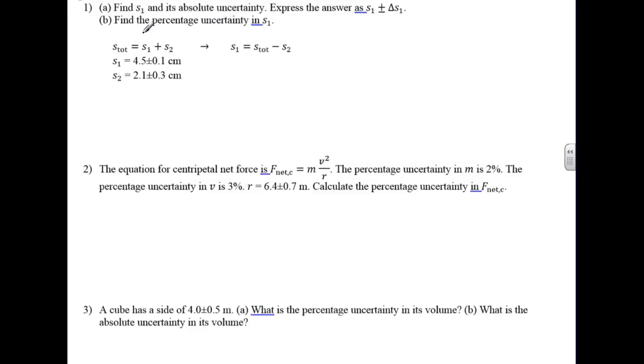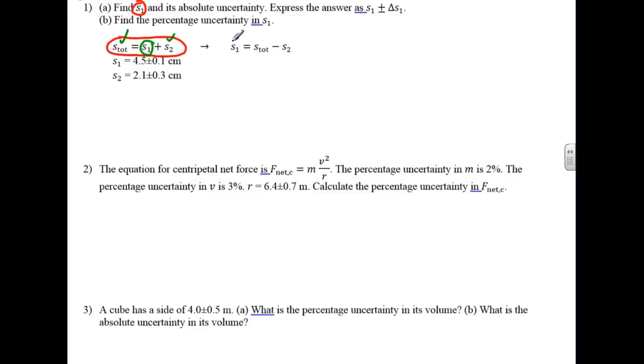I want to point out just very, very quickly, number one, you see that we have an equation, but what we're actually calculating is S1. We're not calculating S total, we measured S total. So we measured S total, we measured S2, and we're calculating S1. So before I do anything else, I'm going to isolate S1 so I know what types of uncertainty rules I need to use.